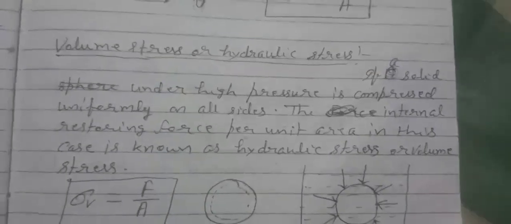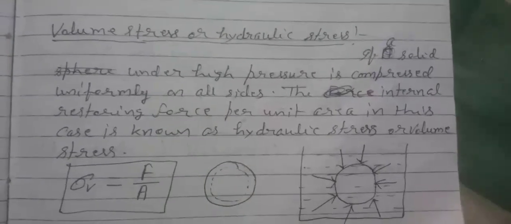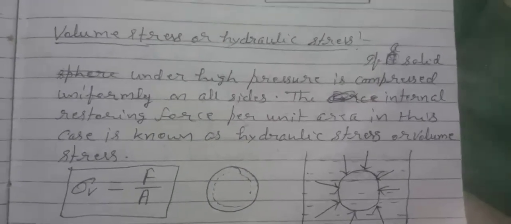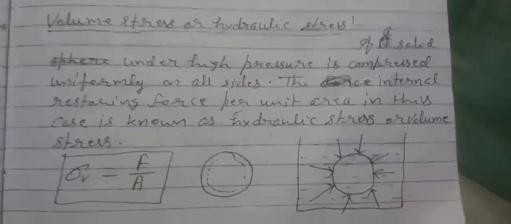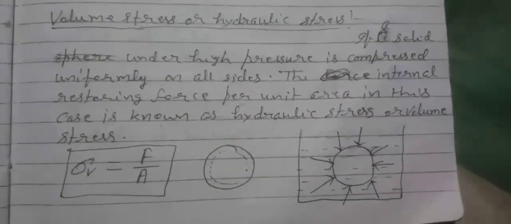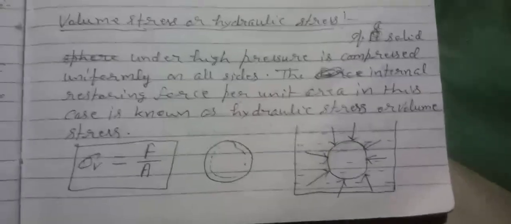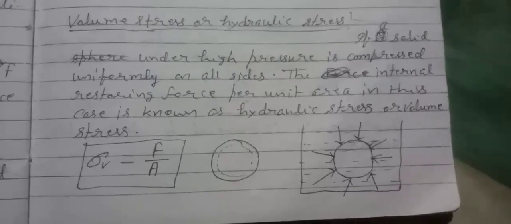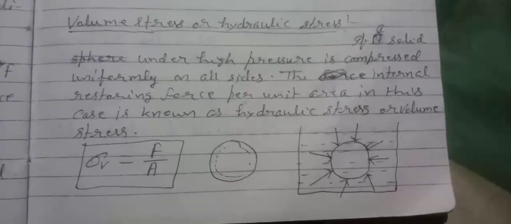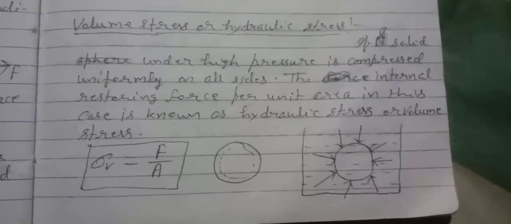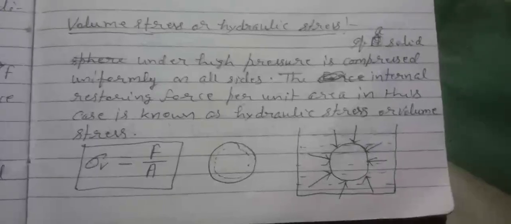Volume stress or hydraulic stress. If a solid under high pressure is compressed uniformly on all sides, the internal restoring force per unit area in this case is known as hydraulic stress or volume stress. Sigma V equals F by A. The situation is shown in the figure. A spherical body is put inside water. Then it will be compressed by the pressure of water from all directions, and in this case the stress developed in the body is a hydraulic stress.